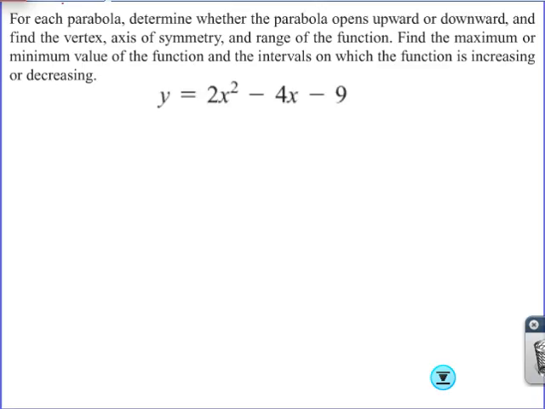Here's what you do. Is it opened up or down? Since it's positive there, that'd be opened up. So my parabola will look like this. My vertex should be the minimum point of that parabola. It's the lowest point.